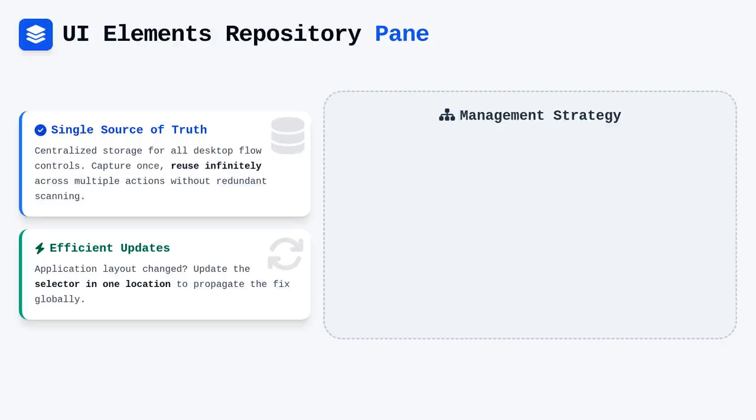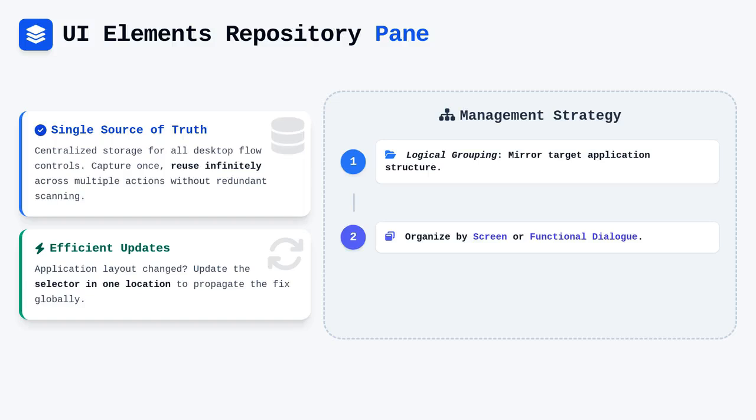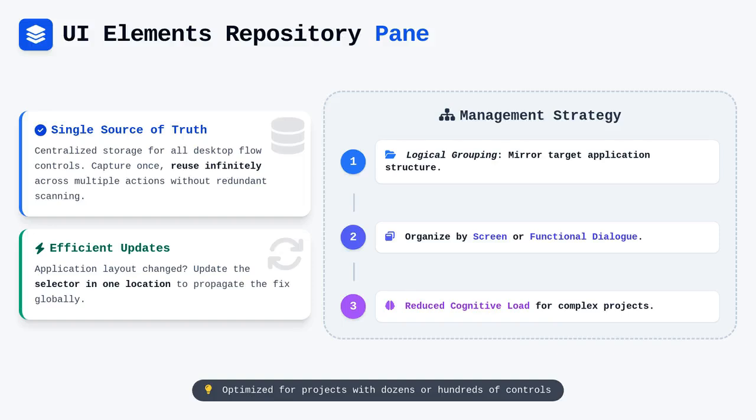To manage this effectively, I strongly recommend implementing a logical grouping strategy that mirrors the structural flow of the target application. You should organize elements by screen or specific functional dialog, which significantly reduces cognitive load when navigating complex automation projects with dozens or hundreds of controls.